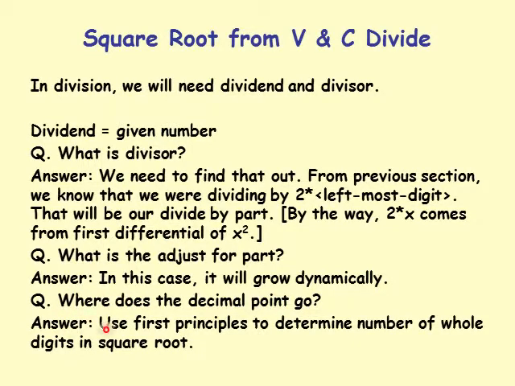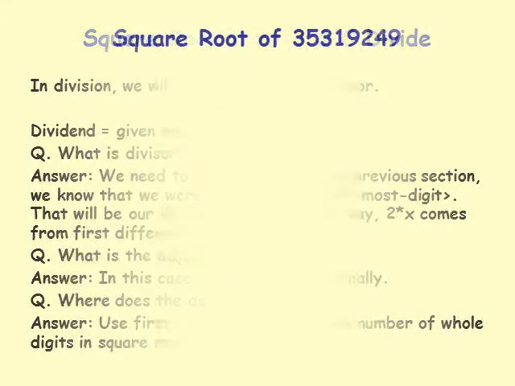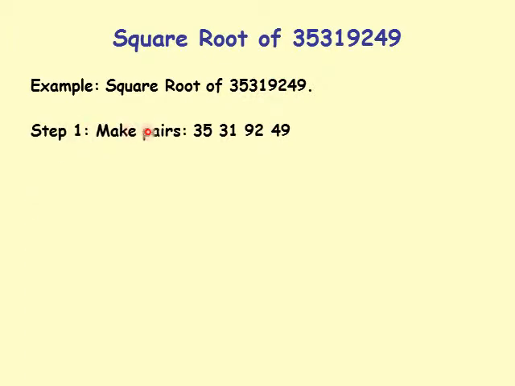Let's continue here and use first principles to determine the number of whole digits in the square root. After we know the whole digits in the square root, we can determine where the decimal point would go. We can apply the lessons of the previous section here in determining the square root of 35319249. That's 8 digits in the number. So first we make pairs in the square.